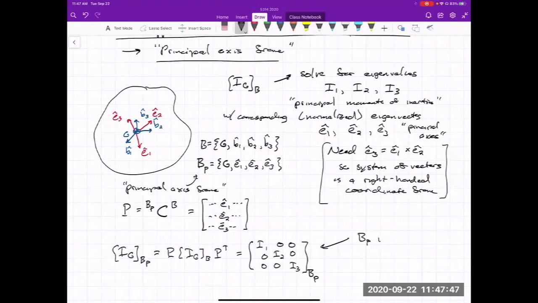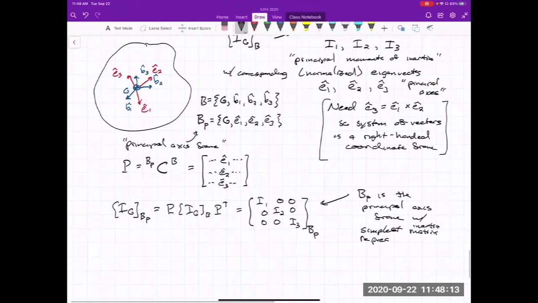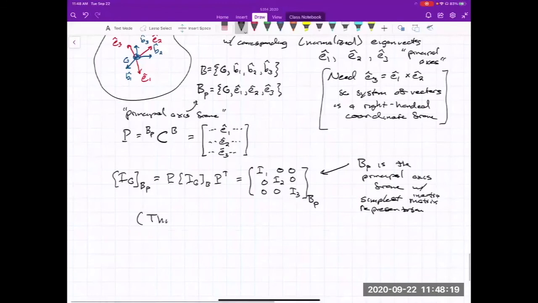What did we say? BP is the principal axis frame. It's got the simplest matrix representation, simple is spelled with an I, inertia matrix representation. And this is all in section 11.5 of Kasdan and Paley.